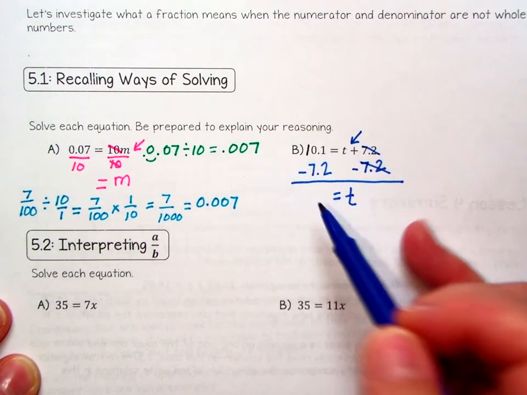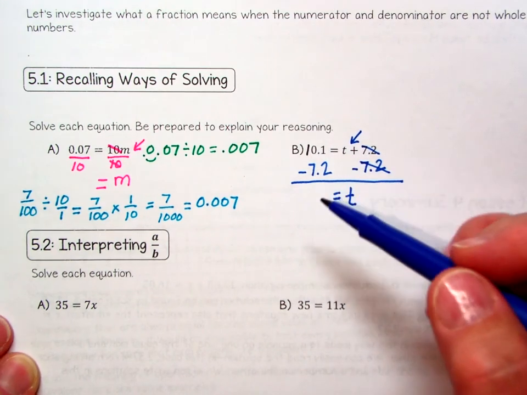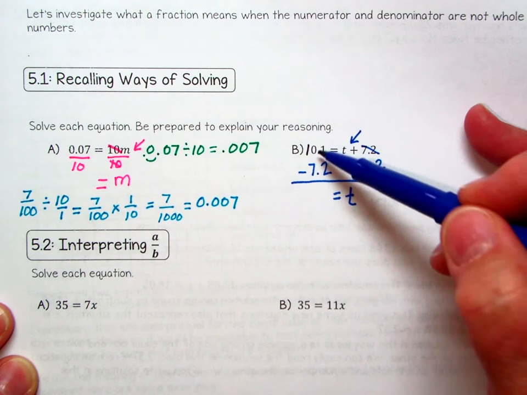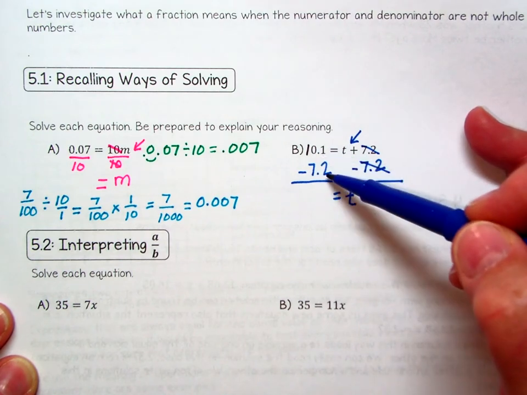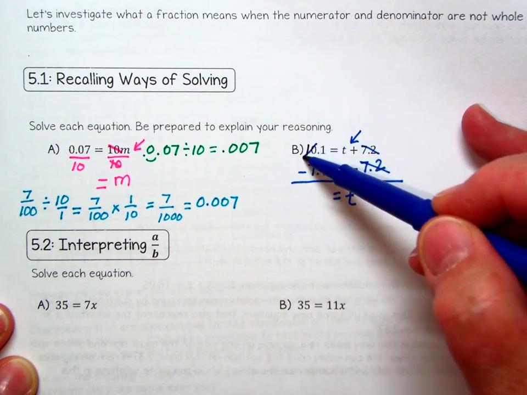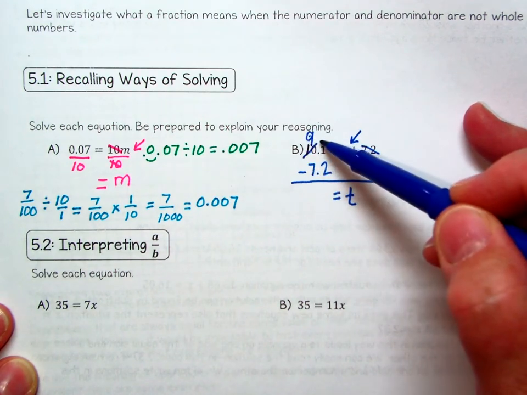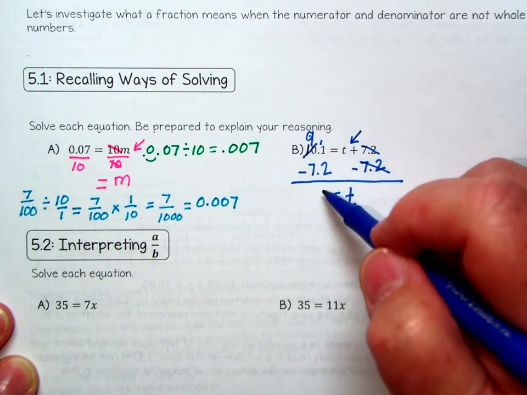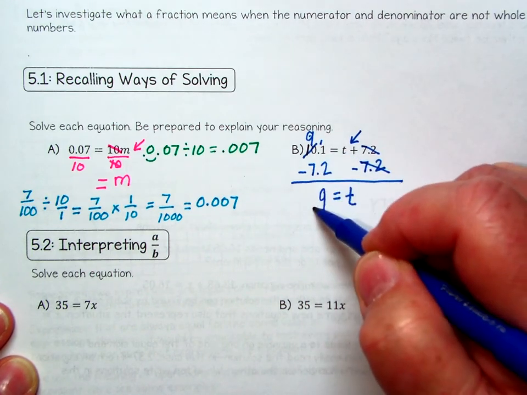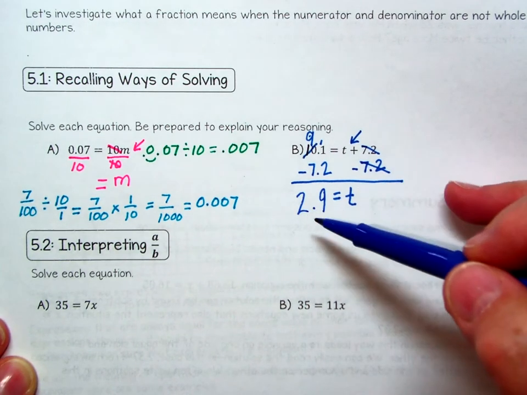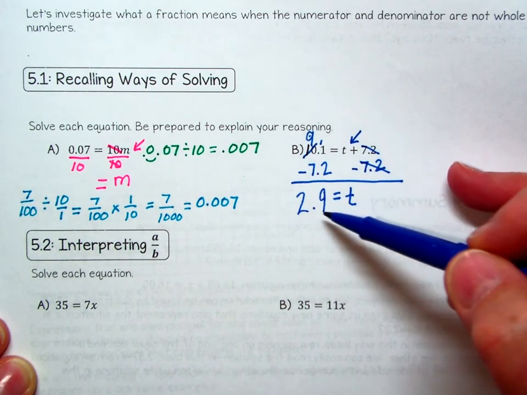Now I just have some decimal subtraction. So with decimal subtraction or addition, I just want to make sure I'm keeping my decimal point lined up. I can't do 1 minus 2, so I'm going to borrow. I'm going to make this 10 a 9, and the 1 tenth becomes 11 tenths. So 11 minus 2 is 9. My decimal point slides right down, and then 9 minus 7 is 2. So my solution is t is equal to 2.9.